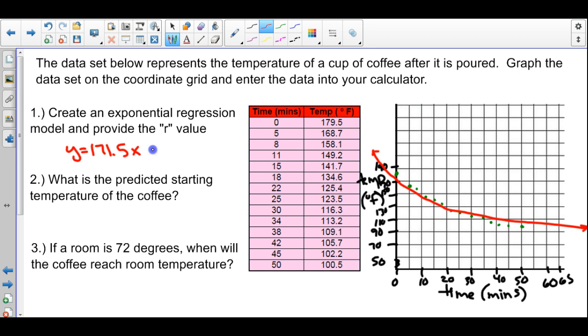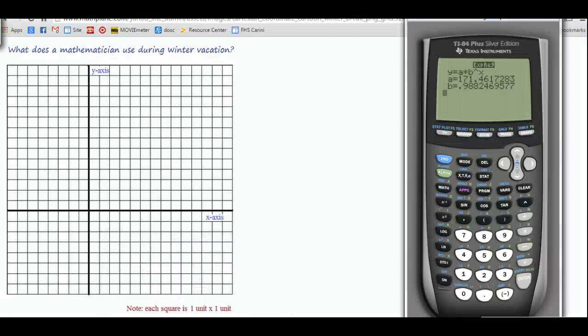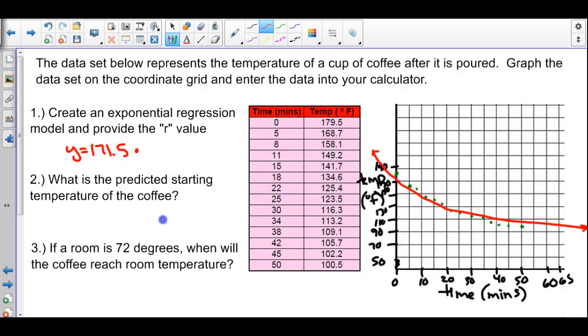And then we'll do 175 as my A value, times the other value that we had of 0.988. I'll do that on my equation, 0.988 raised to the x power. So that's going to represent our equation.